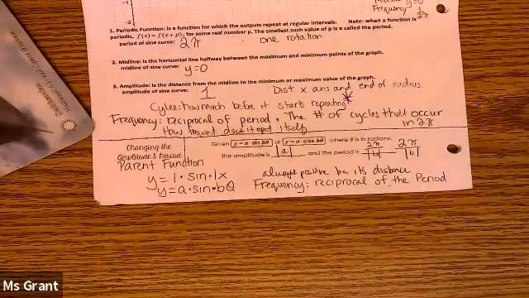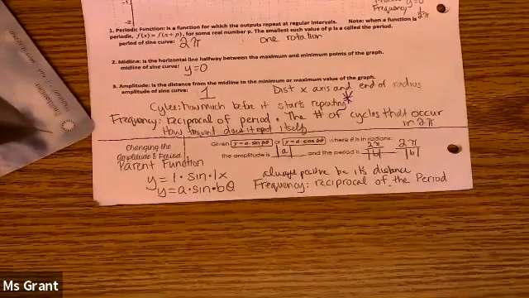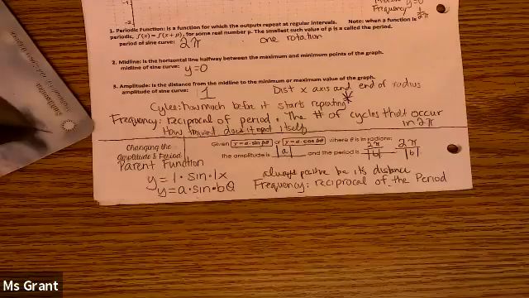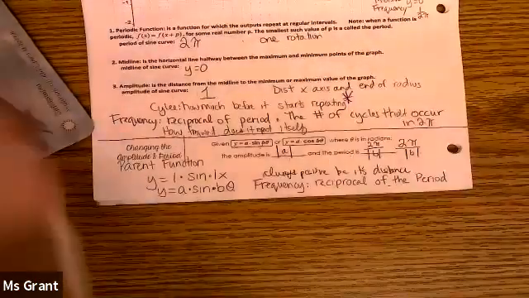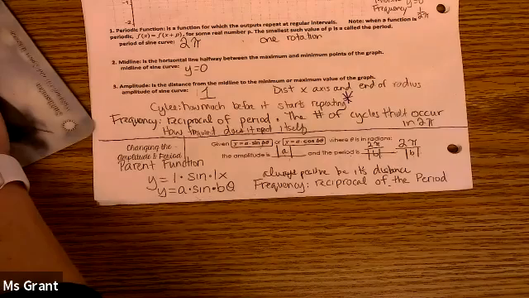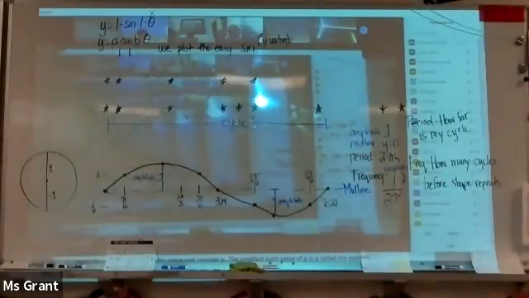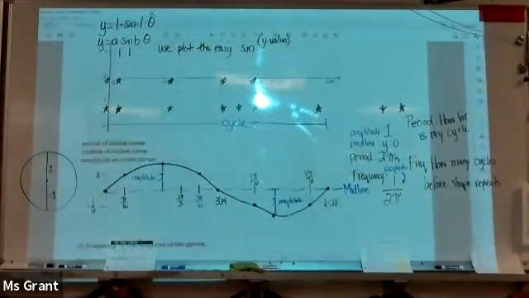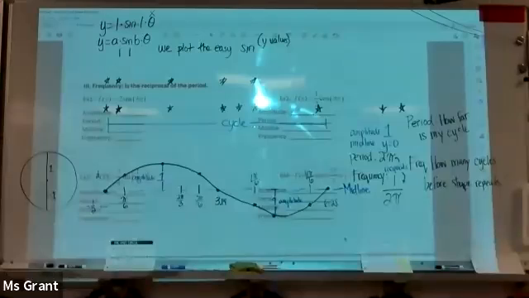Now I want to go to the back, to the second page, because we're going to do numbers 1 and 3 at the bottom of the paper, the sine questions. Numbers 1 and 3 at the bottom of the paper. So I'm going to go back. Right here, find this, 1 and 3.